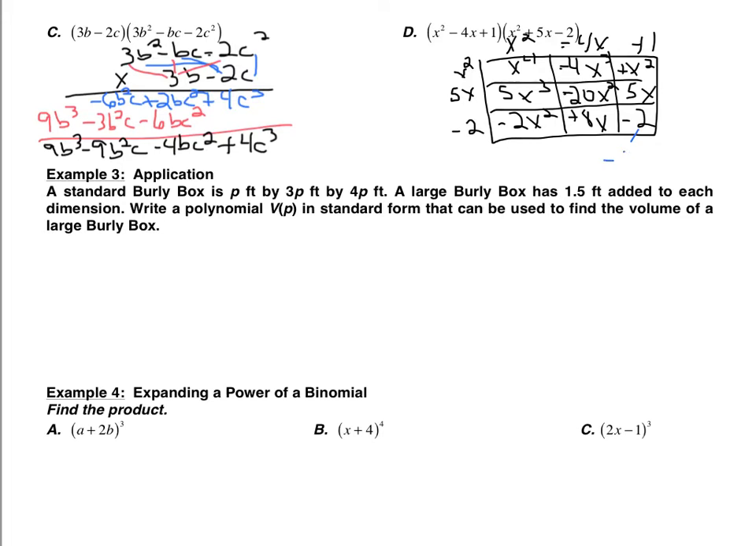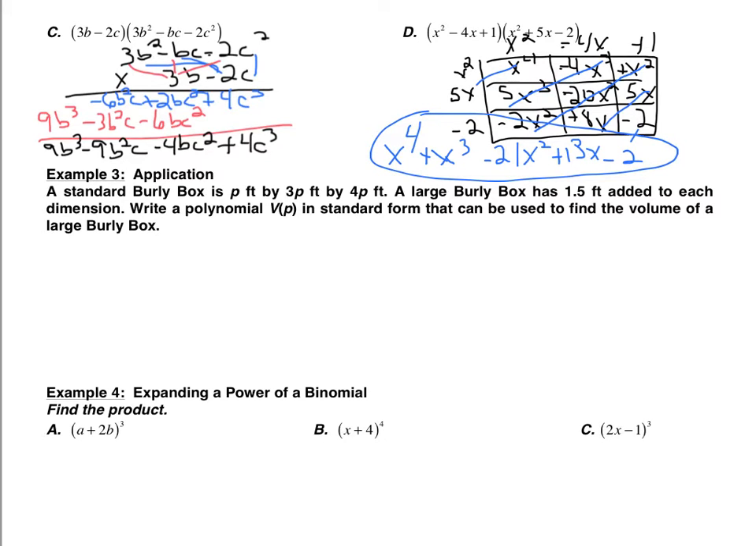So here we have a negative 2, and then 5 and 8 make 13x. And then x squared minus 20x squared is negative 19x squared. Minus 2 is negative 21x squared. And then negative 4x cubed and 5x cubed is a positive 1x cubed. And then we just have x to the 4th. So this would be our answer.